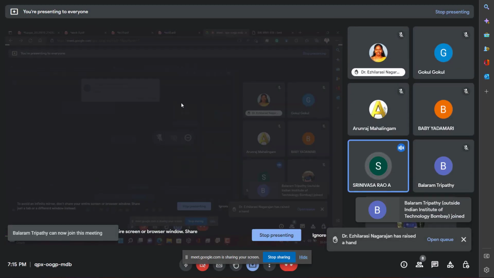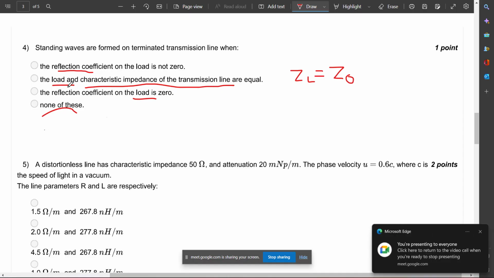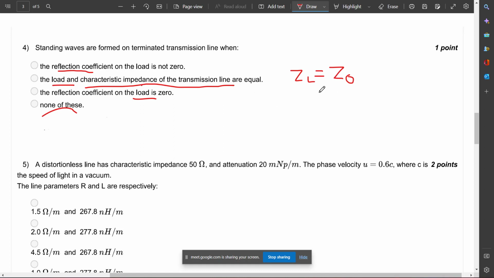Because the incident wave is reflected back, ma'am. Yeah, so if it's reflected back, but if the load and characteristic impedance are the same, then there won't be any reflections, right? The whole wave will be transmitted, isn't it? If load and characteristic impedance are equal. Here it's asking about standing waves: what will be the condition for standing waves to be formed, right?